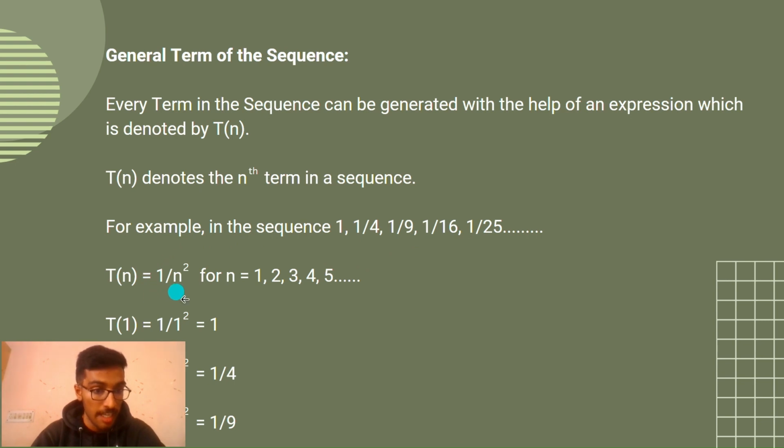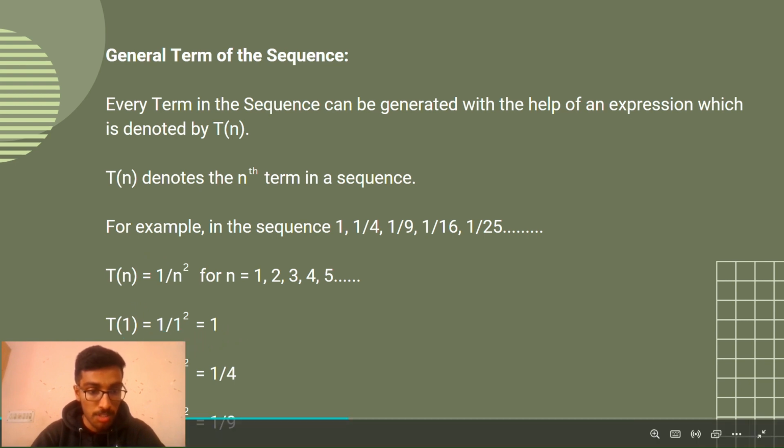So if we plug in n equal to 1, T of 1 is 1. So the first term in the sequence is 1. If we plug in n equal to 2, we get T of 2 which is 1 by 4. So the second term in the sequence is 1 by 4. If we plug in n equal to 3, we get T of 3 which is 1 by 9, which is the third term in the sequence and so on.